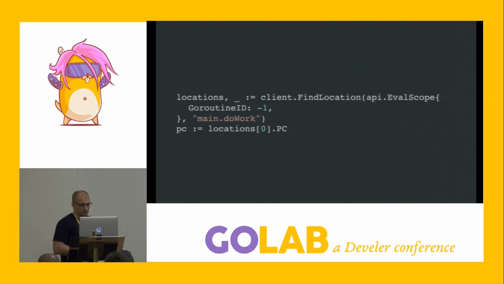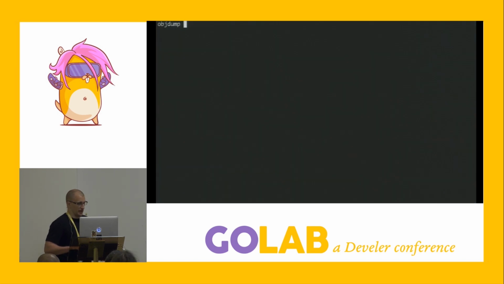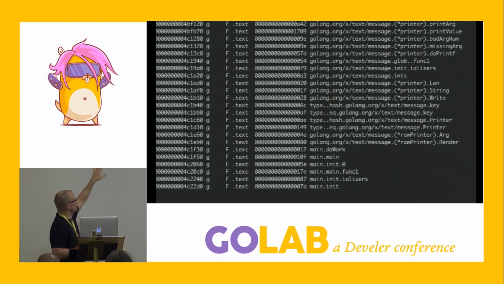One of the things you can do in the Delve API is resolve addresses in the process that you're instrumenting. In this case, we call find location, and the important bit here is the symbol name that we give it: main.doWork. A little bit of background about symbol names in Go. If you objdump a binary in Go, the addresses are on the left-hand side and you can see the symbol names on the right. Most of them are fully qualified with the package name and type information and everything.